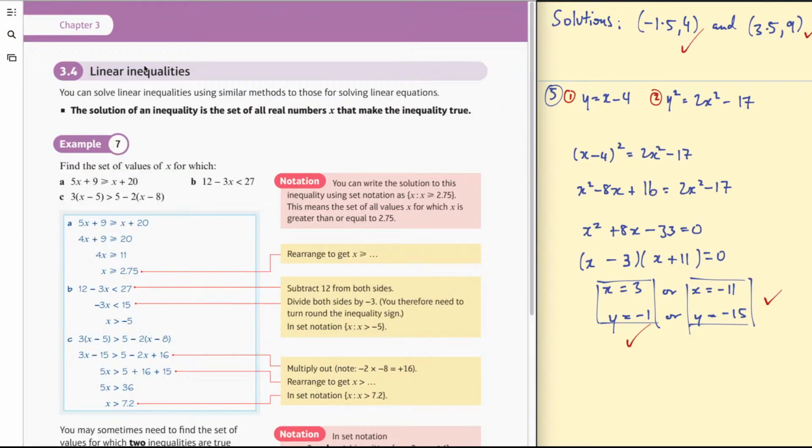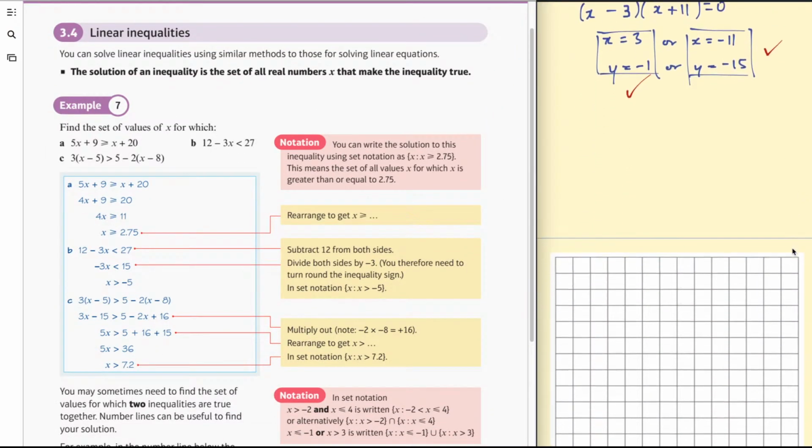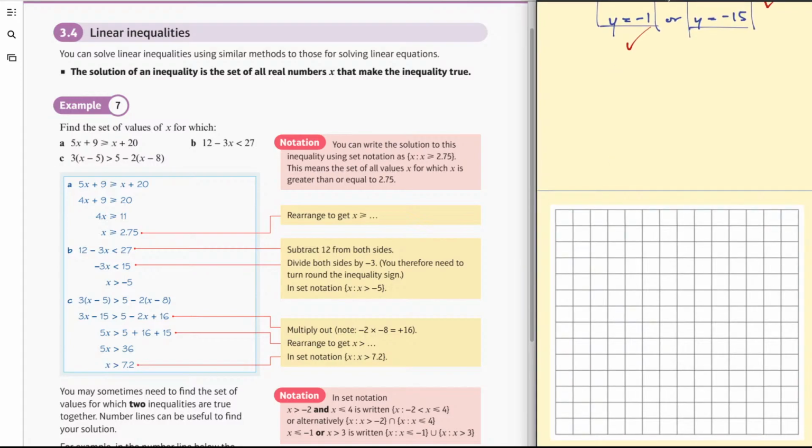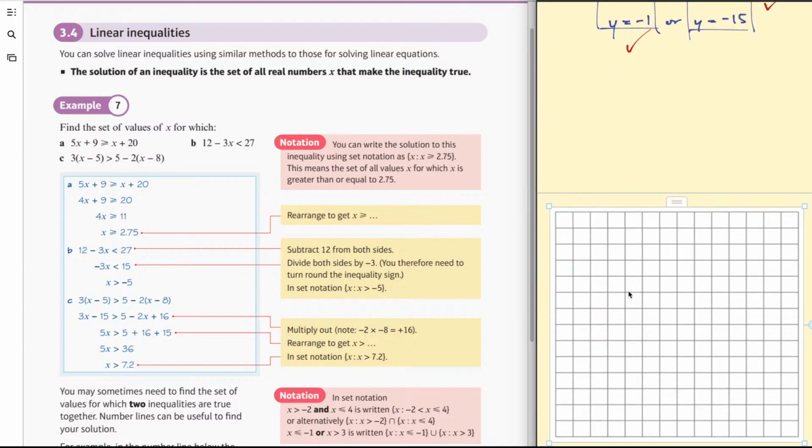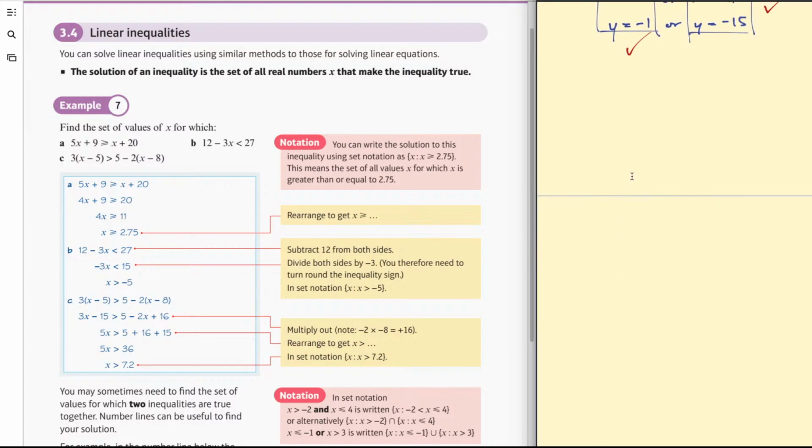Alrighty. Linear inequalities. Let's get rid of this one. Section 3.4, linear inequalities.